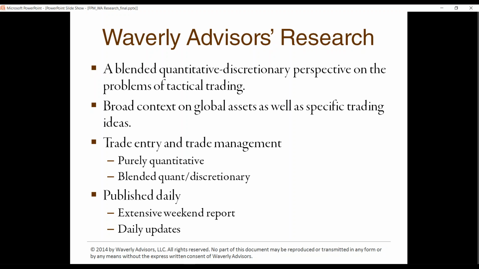We also have a lot of broad context on global assets, specific trading ideas, specific entry levels, stop levels, trade entry and trade management. We publish systems that are purely quantitative. As I mentioned, you could basically run a very healthy CTA on one of the trend following systems we publish. If you did nothing but that over a long enough time period, the returns have been very, very strong.